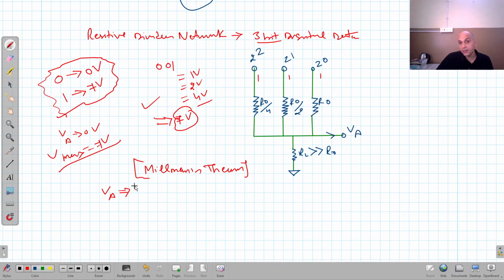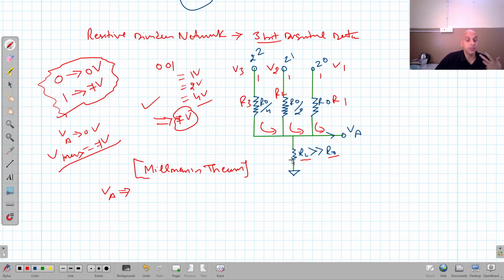So if I write it in a simple way, the sum of all currents. The first current is what? This one. If this voltage is V1 and this resistance is R1, this voltage is V2, this resistance is R2, this voltage is V3, this resistance is R3, then Millman's theorem states that VA, the voltage appearing at this node, is equal to the amount of current coming from here, here, and here. We are not considering the current going in this direction because RL is considered very high compared to R naught. So this is behaving like an open switch.